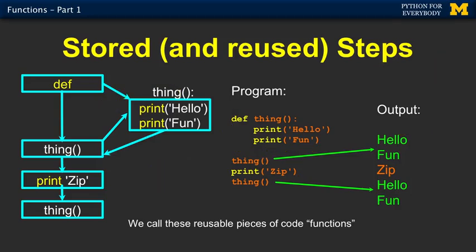So what happens is def does nothing but remember. Thing then says, oh, let's go back and run those 2 lines, so out come hello and fun. And then it comes back down to here, runs this print statement, so out comes zip, and then it says, oh, run that code again. So this is the don't repeat yourself part. Run this, print, do it again, and now the program's done.